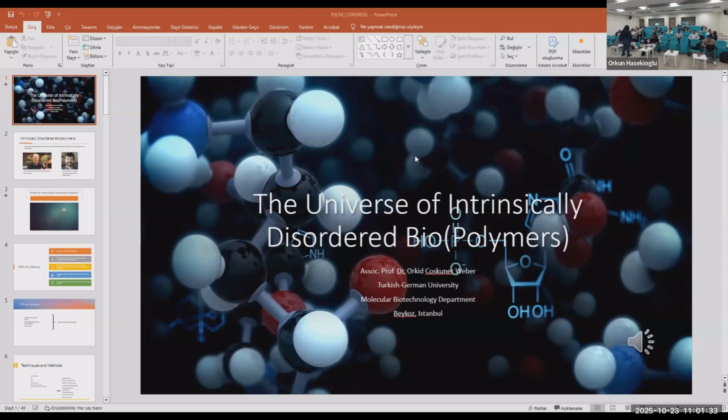As the name suggests, it's intrinsically disordered, and that's where its function comes from. It doesn't have a stable three-dimensional structure, right? Yes. But it usually has various functions. So it goes against the structure-function relationship dilemma in biology and medicine.